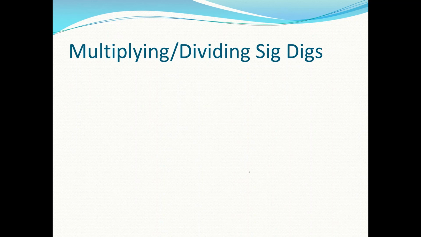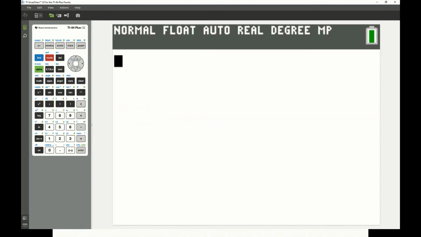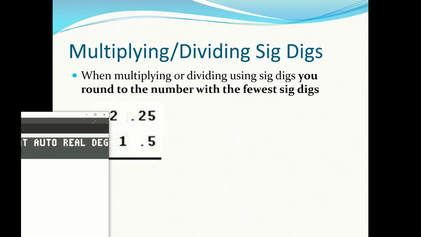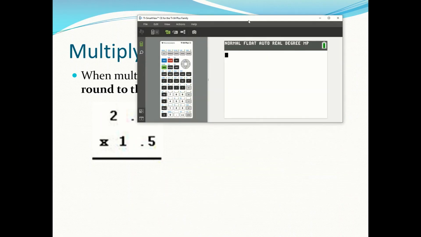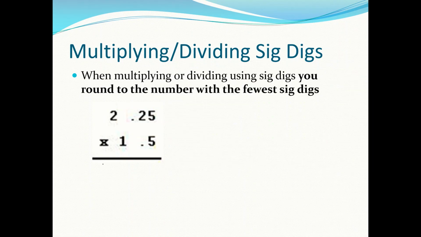So there are some rules with multiplying and dividing Sig Digs. When multiplying or dividing using Sig Digs, you round to the number with the fewest Sig Digs. Okay, so I have this question here. If I want to go 2.25 times 1.5, well, if I type this into my calculator, cool. My calculator gave me the answer, which is 3.375.